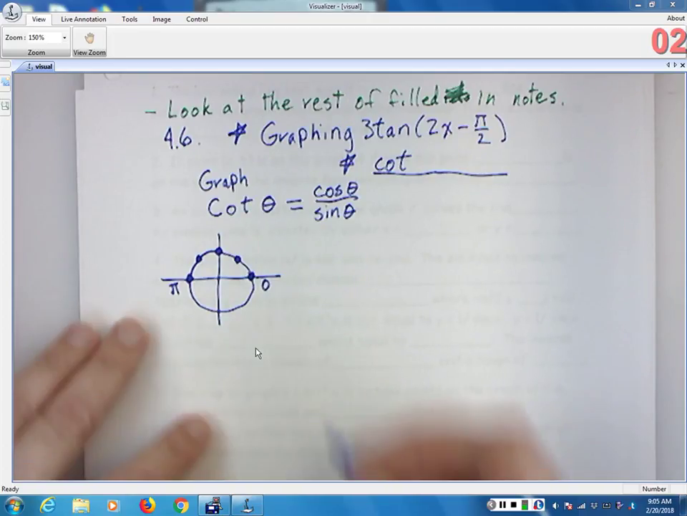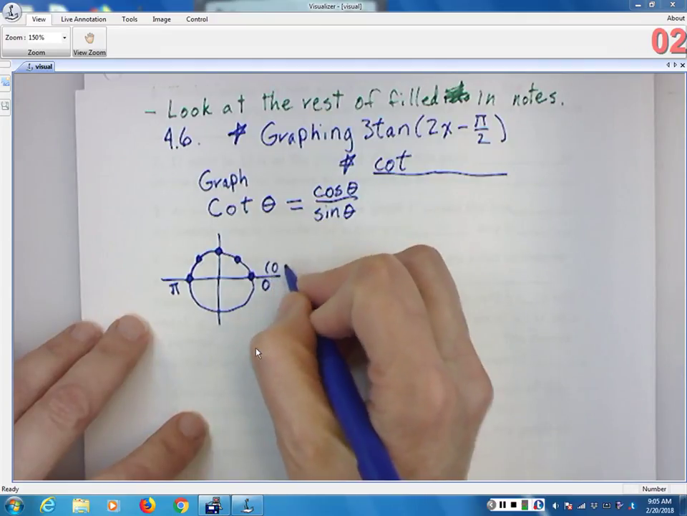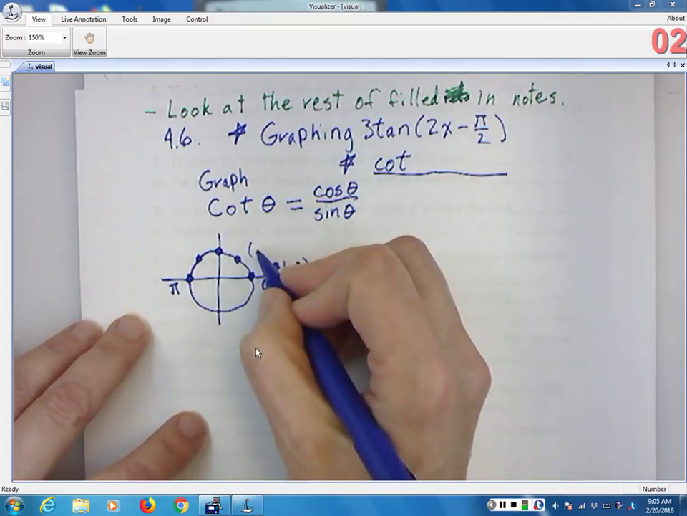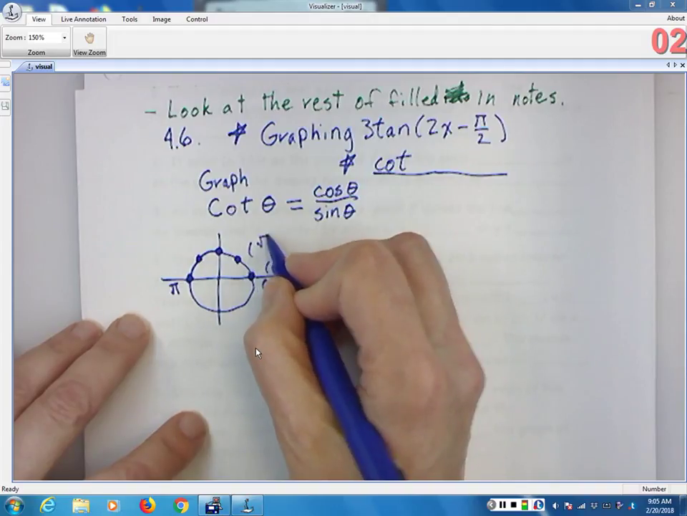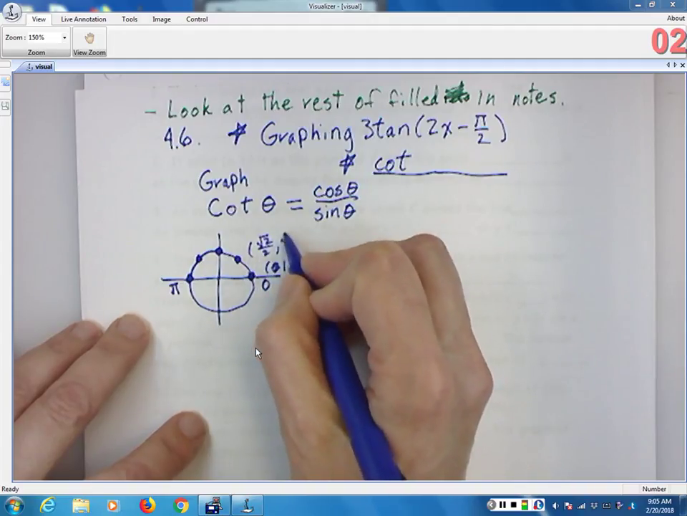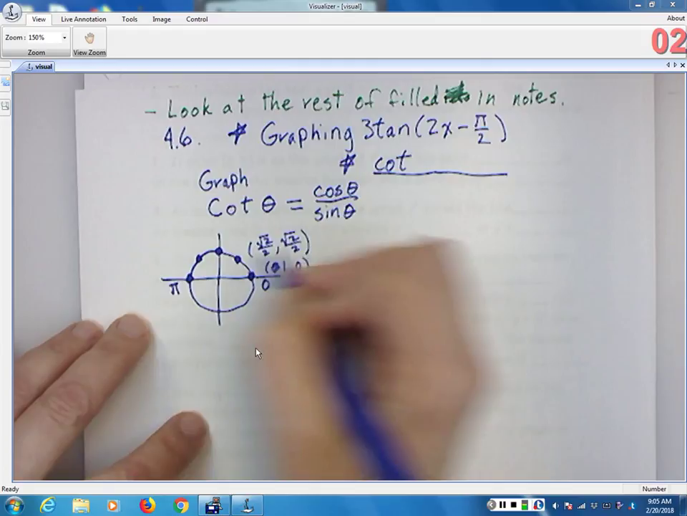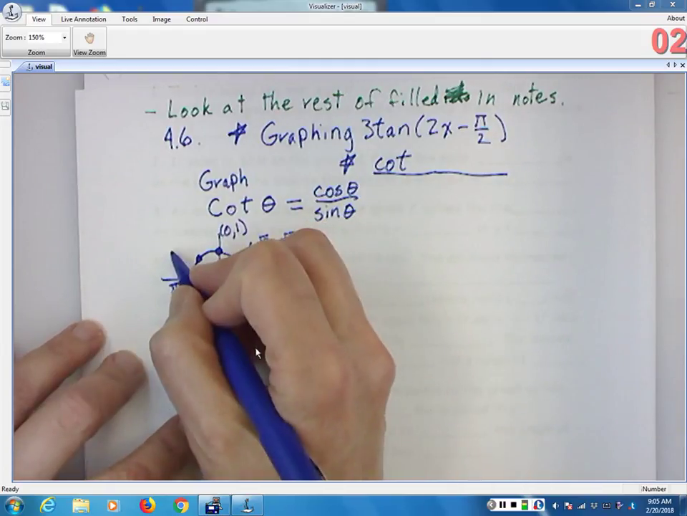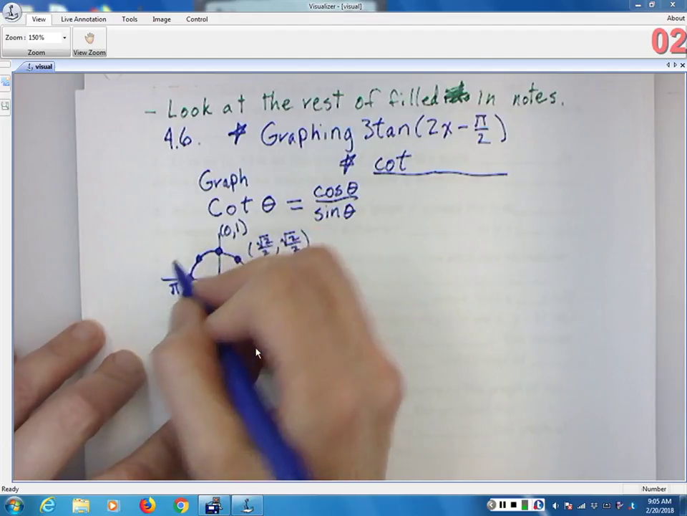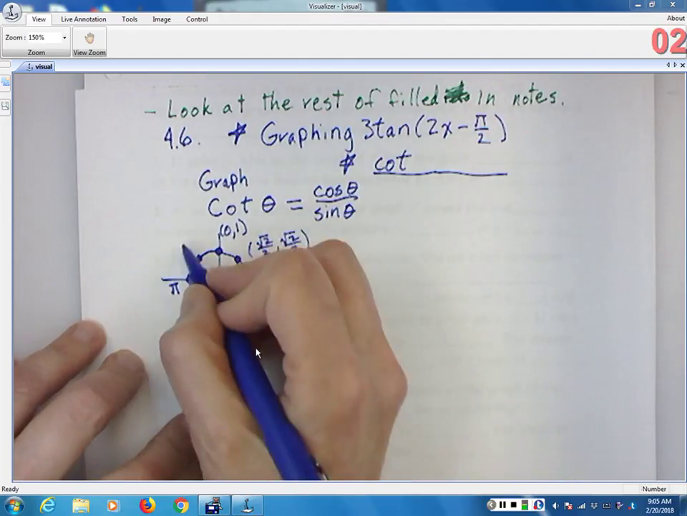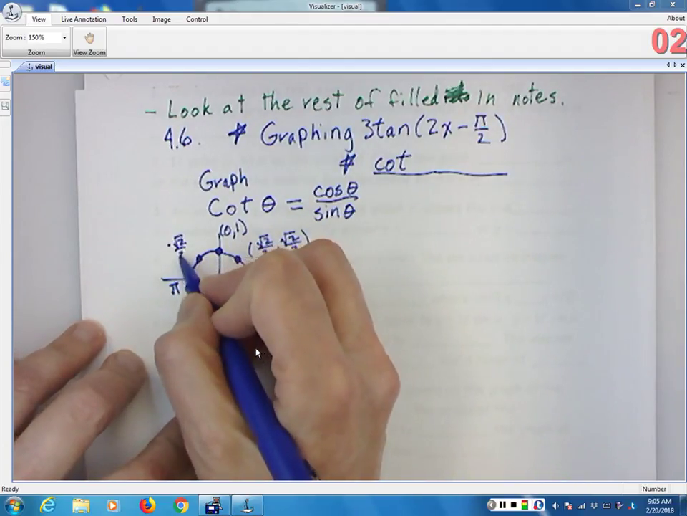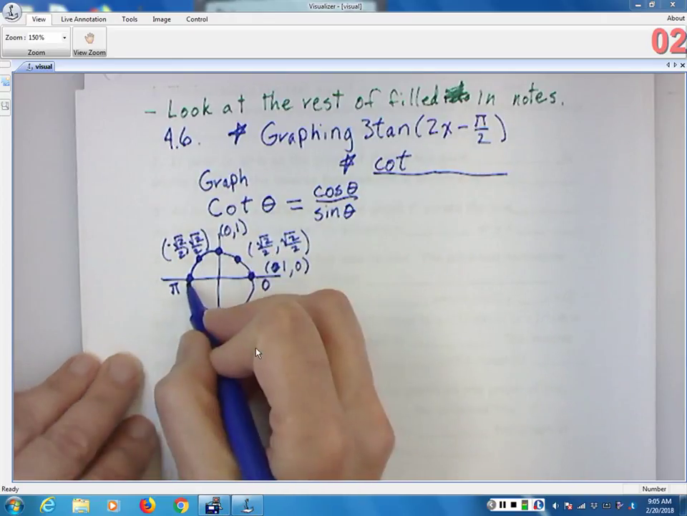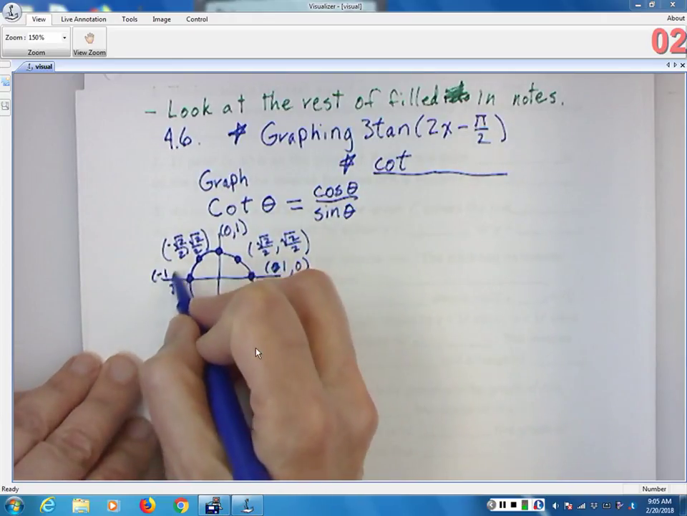All you need to know is that this is 1, 0. This is square root of 2 over 2, square root of 2 over 2. And this is 0, 1. This is negative square root of 2 over 2, square root of 2 over 2. And this point is negative 1, 0.